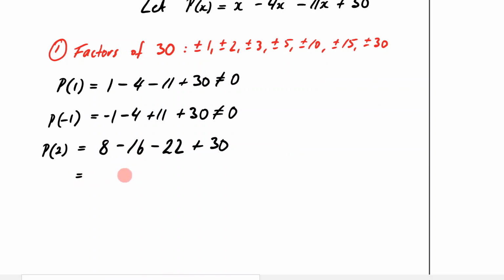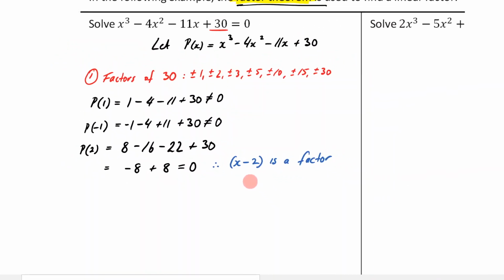8 minus 16 is going to be negative 8. Negative 22 plus 30 is going to be plus 8. Would you look at that? Hooray. That gives me 0 out. So when I put 2 in, I got 0 out. So what does that mean our factor is? Therefore, x minus 2 is a factor. So it's important that you recognize that we put 2 in, that means x minus 2 is a factor.